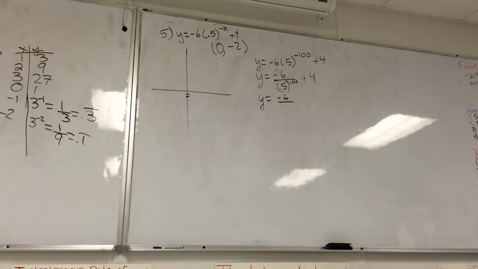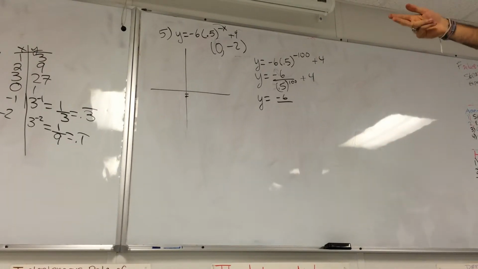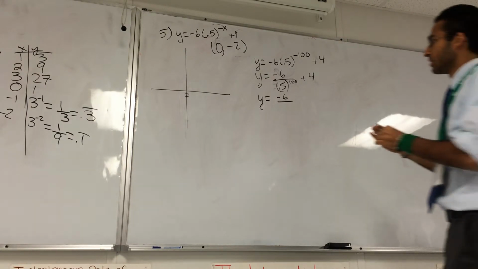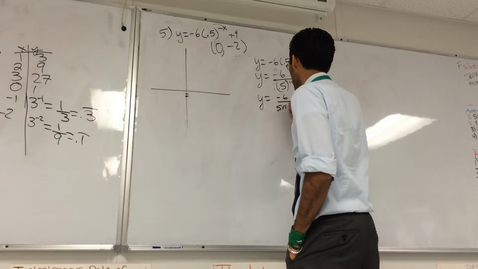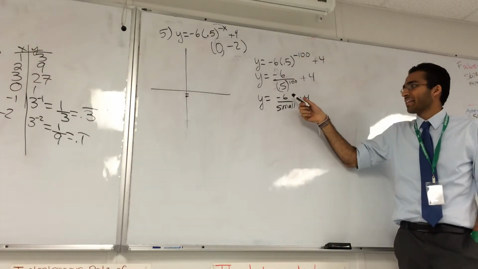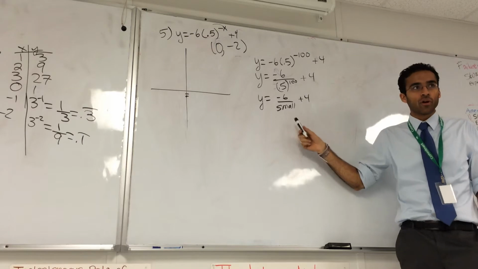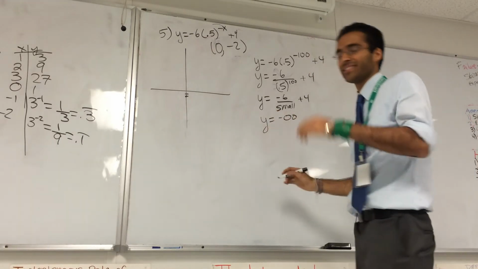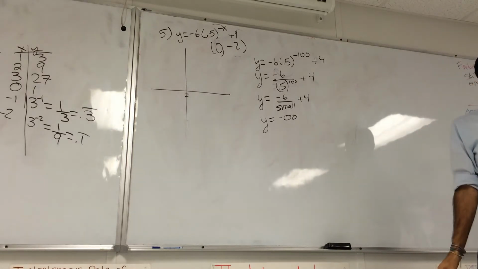Y equals negative 6 over 0.5 to the 100 power. That means 0.5 times 0.5 times 0.5, do that 100 times. I'm going to get a really small number. Very, very cool. If I did 0.5 times 0.5, I got 0.25. Times 0.5 again, 0.125. Times 0.5 again, 0.0625. We're getting small really fast. So it's negative 6 divided by a small number plus 4. If I have negative 6 divided by a super small number, I basically have negative infinity.